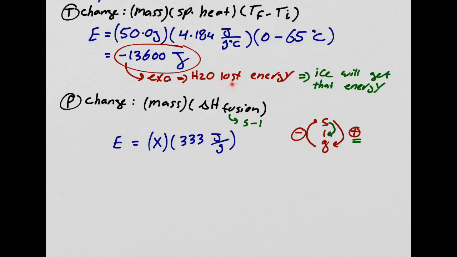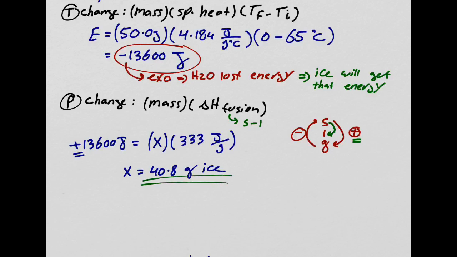You know what we talked about? We said water is going to lose the energy. Ice will get that energy. There's a conservation of energy. One loses, the other one gains. So if water loses 13,600 joules of energy, how much will the ice get? 13,600 joules of energy. But remember, losing energy, the sign is negative. What is going to be the sign right now? The sign is going to be positive because it's going to receive it. It's going to get it. When you get the energy, the sign is positive. So if we solve for x, what we get is 40.8 grams of ice.